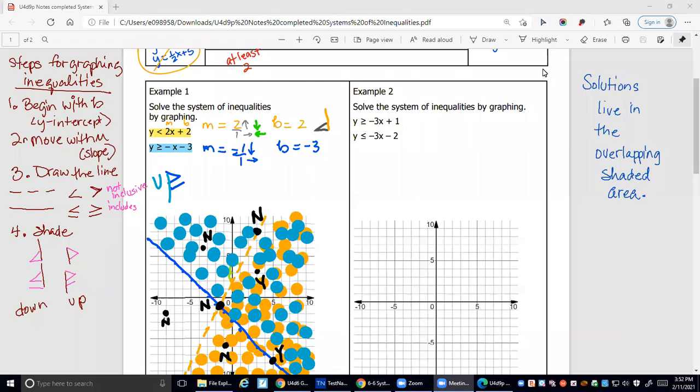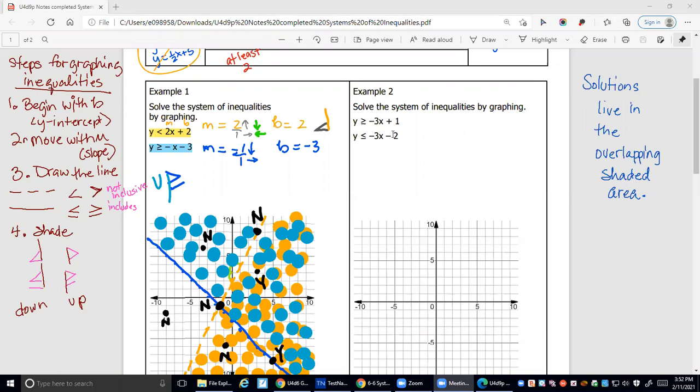All right, welcome everybody. We are getting started with solving and graphing inequalities day 2. Yesterday we did example 1. We talked about a lot of the definitions, and today we're going to get started with example 2. I wrote down some of the rules from yesterday, so let's get started.